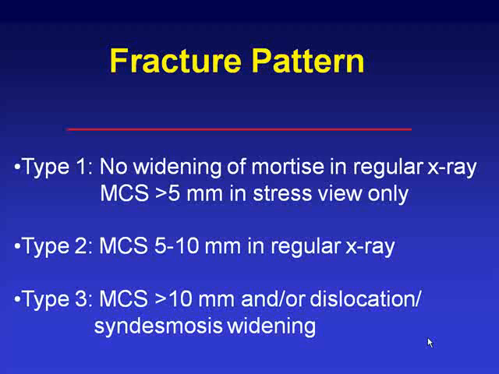Type 1 is a medial clear space larger than 5 millimeters in stress view only. Type 2 is a medial clear space of 5 to 10 millimeters in regular X-ray. Type 3 is more than 10 millimeters, or has a dislocation or syndesmosis widening.